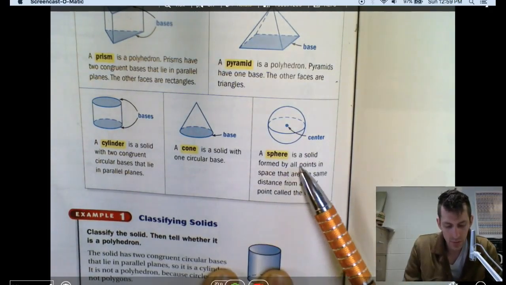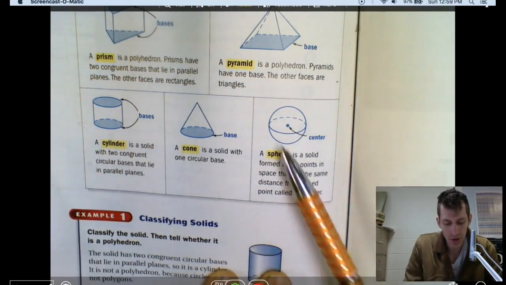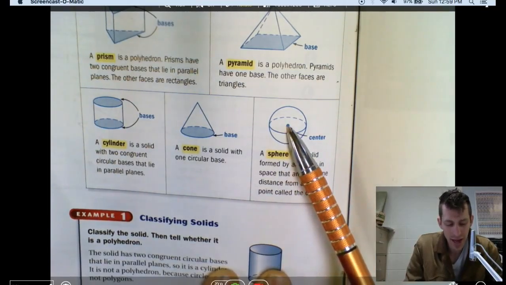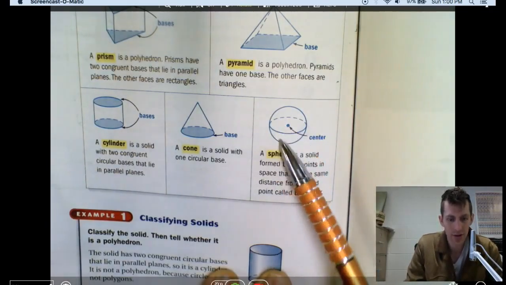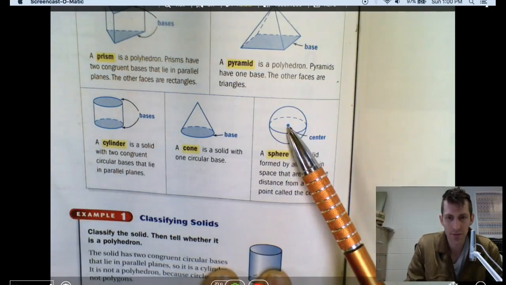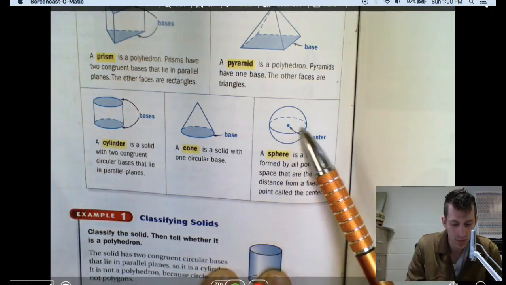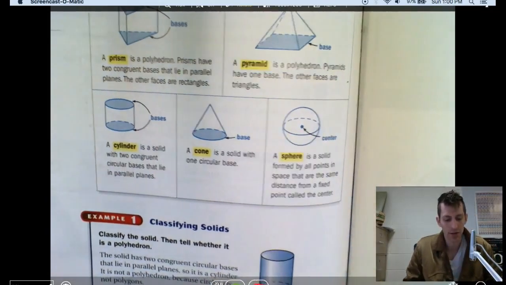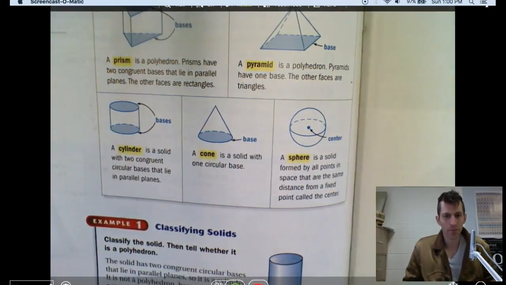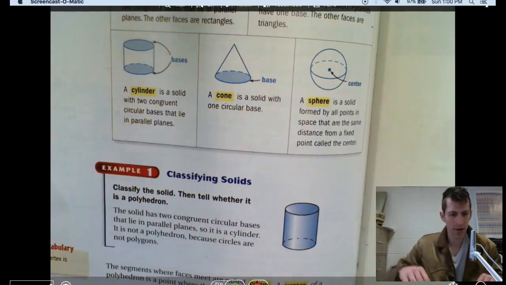Sphere is a solid formed by all points in space that are the same distance from a fixed point called the center. So there's a center, and every one of these points on this outside, in all directions around the center, they're all the same distance away from the center. Say they're all 2 centimeters, all the way around every direction from that center. All right, cool. Not done yet, though. You might think this is really easy, but it's going to get a little tricky.